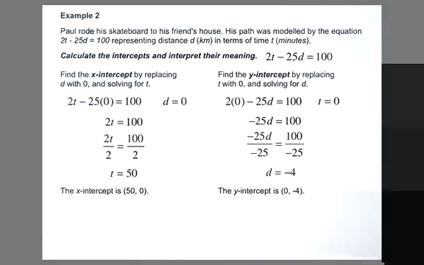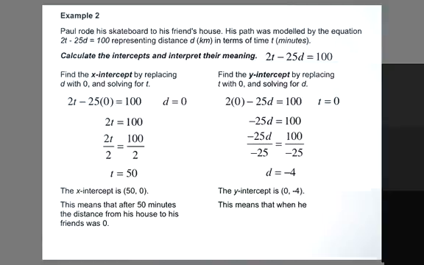Let's think a little bit about what they mean. X usually represents the independent variable. Time is almost always the independent variable. So the x-intercept of (50, 0) means that after 50 minutes, the distance from his house to his friend's was 0. So he had made it to his friend's.